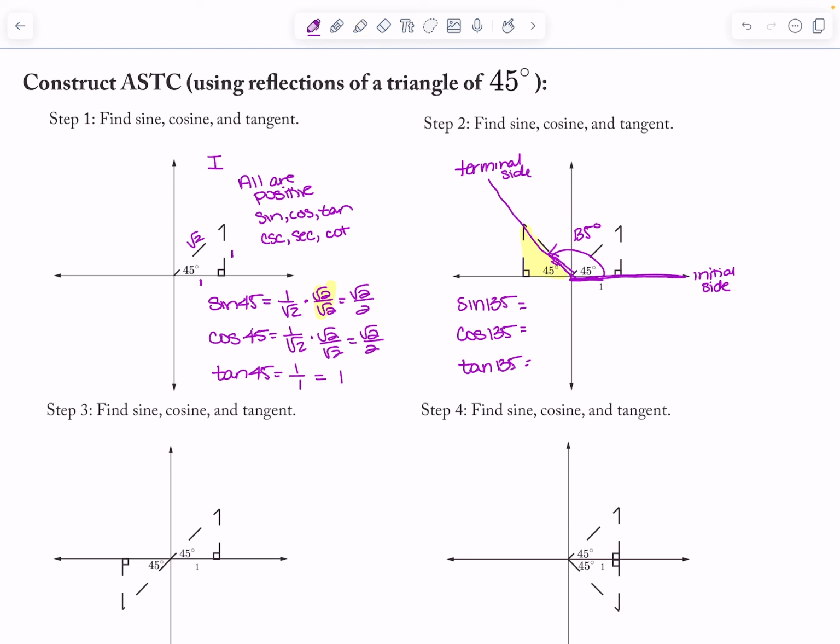So now, if I have along my x-axis, that's -1.